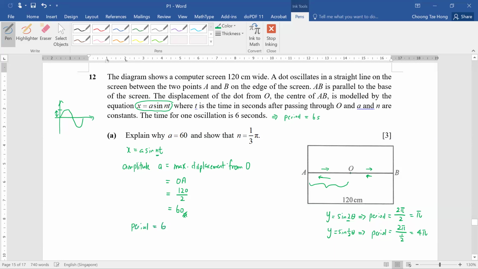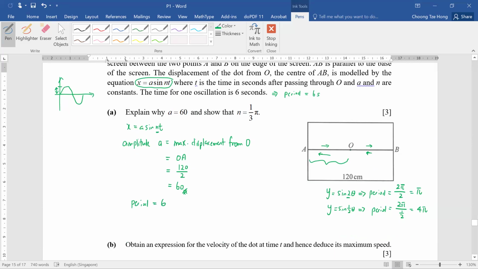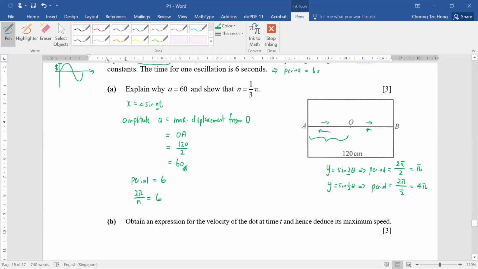So the period is 6 seconds, given by the equation. Remember, we always take 2 pi divided by the number in front of the theta x, or in this case, t. So in other words, 2 pi divided by n will give us 6. This will allow us to calculate n very easily. So n will be 2 pi over 6, which will be 1/3 pi. So we have shown this already, and this is how you obtain the value of n.